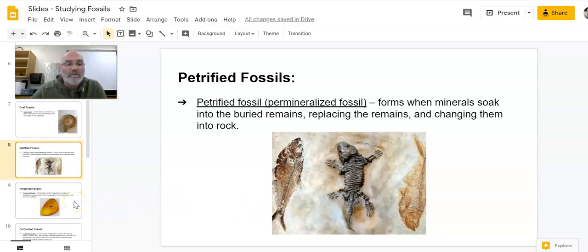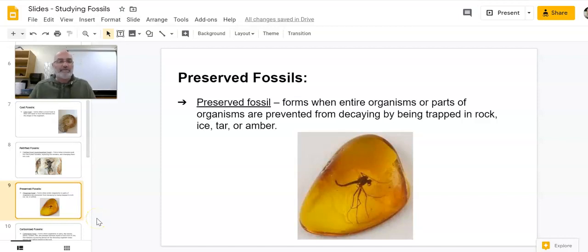Another type of fossil is called a preserved fossil. And in a preserved fossil, an entire organism isn't allowed to decay at all. And the reason for that is because when the organism dies, it's trapped in rock or ice or tar or amber. And so what you get is an actual living organism that has not decayed, that's trapped inside of another substance. Now, if you're paying attention, you should be able to answer a question for me.